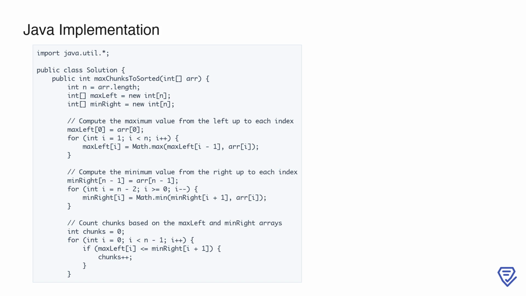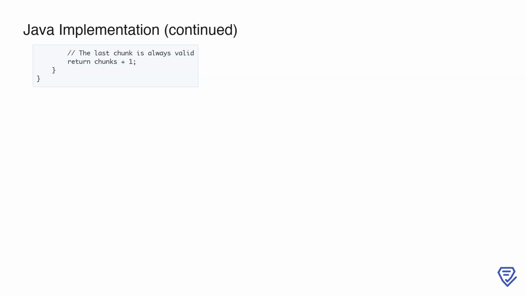These two arrays help us determine boundaries where the array can be split into valid chunks. With maxLeft and minRight computed, we can now determine the number of valid chunks. By iterating through the array, we compare the maximum value in maxLeft up to the current index with the minimum value in minRight starting from the next index.